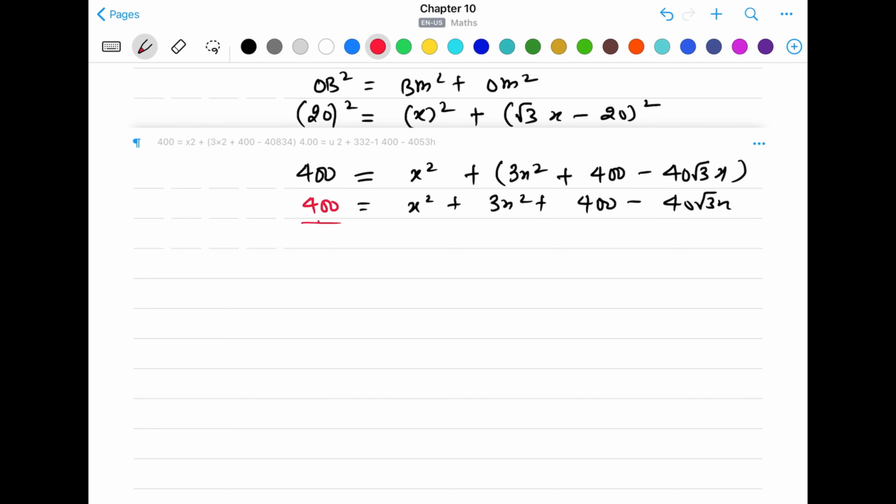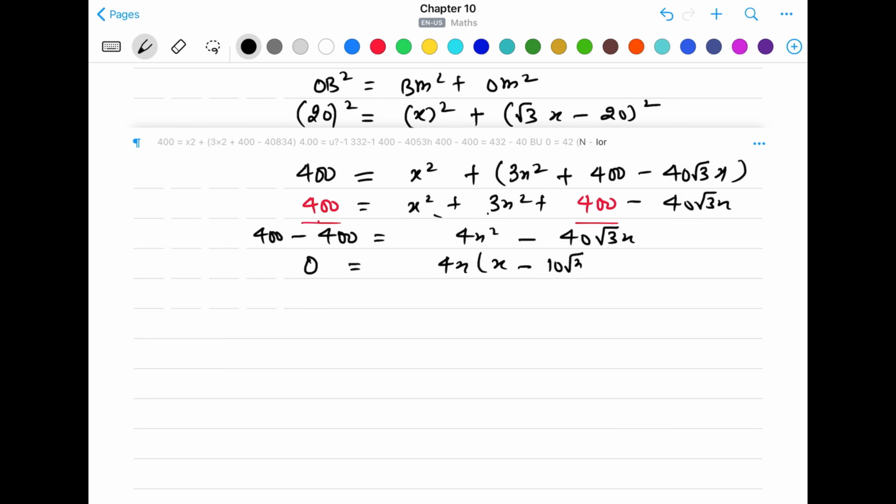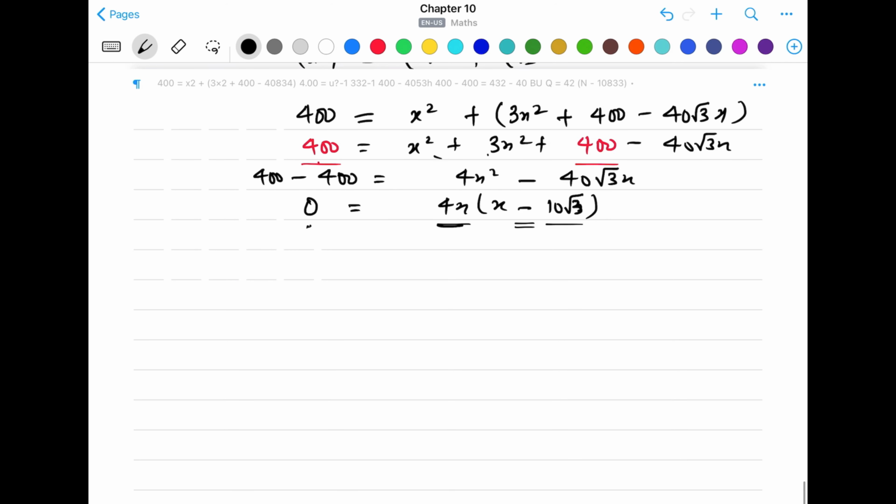So this 400 and 400 will cancel out, because when you shift this to the other side it will be minus 400, so that results in 0. On the other side we have 4x square minus 40 root 3 x, which equals 0. Taking 4x common, we get x minus 10 root 3. After multiplying 4x and x minus 10 root 3, we are getting the result as 0. So either this term is equal to 0 or this term is equal to 0.